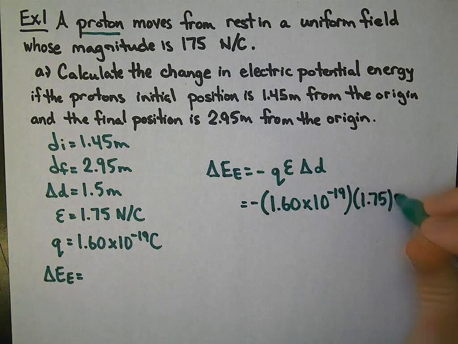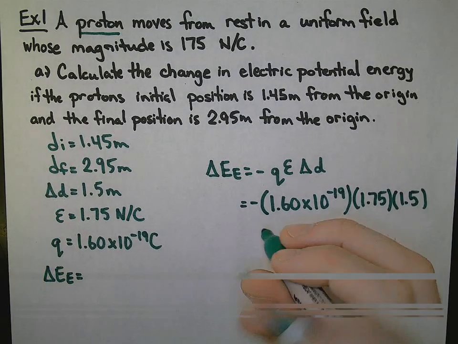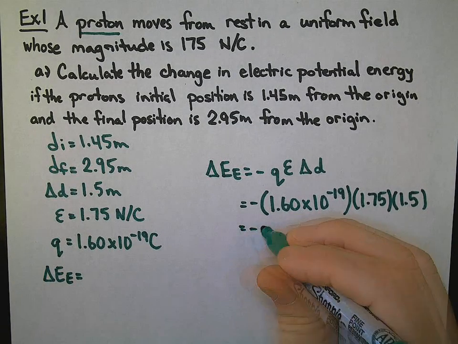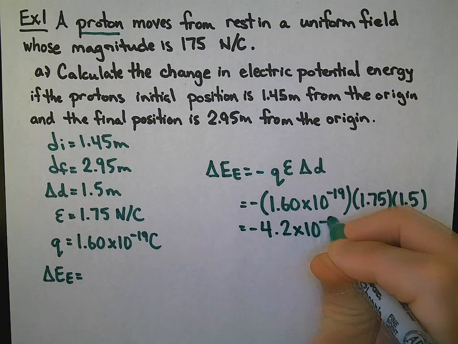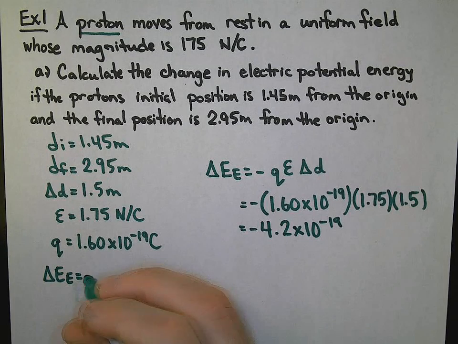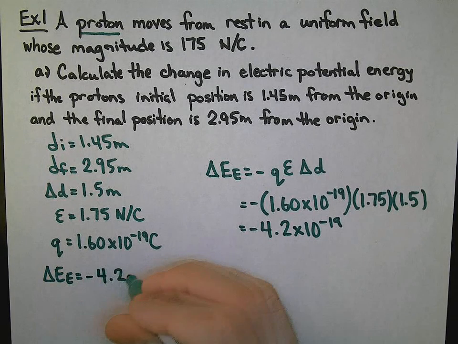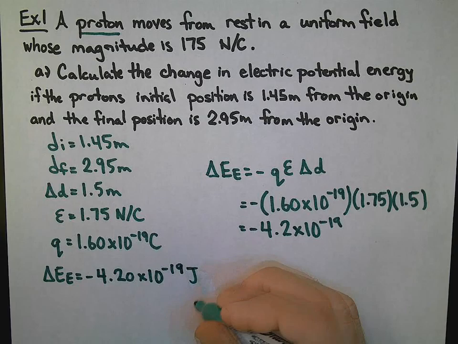Making these simple substitutions to calculate the change in electric potential energy using a calculator, we get negative 4.2 times 10 to the negative 19. And I look at my significant digits quickly. I need 3 significant digits. So my change in electric potential energy is negative 4.20 times 10 to the negative 19. And because this is energy, the unit is in joules.